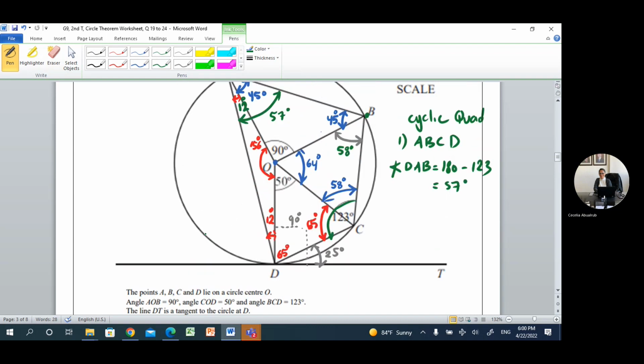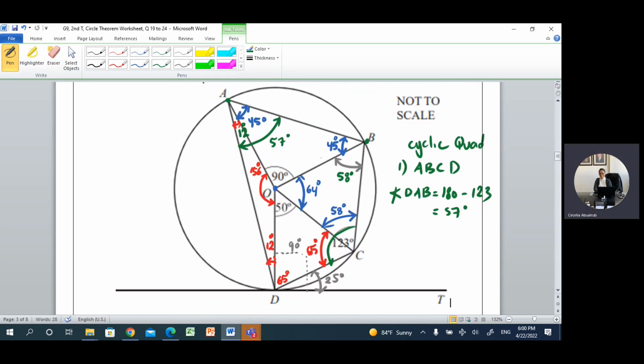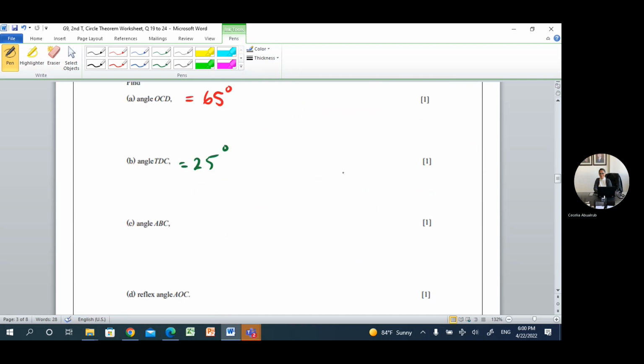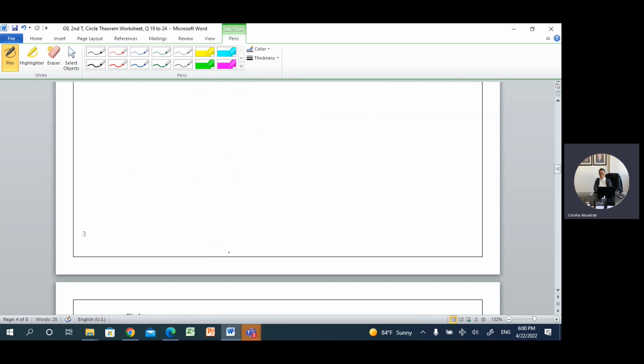And then we have angle ABC. Okay, so we have angle ABC. So this angle is the sum of 45 and 58. So 45 plus 58, it will be 103 degrees. So the answer here is equal to 103 degrees.